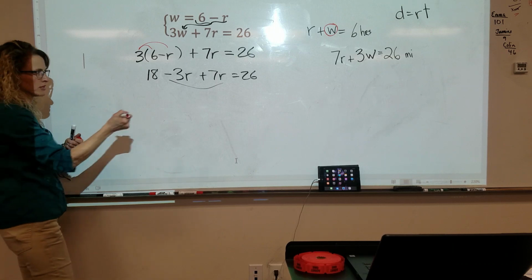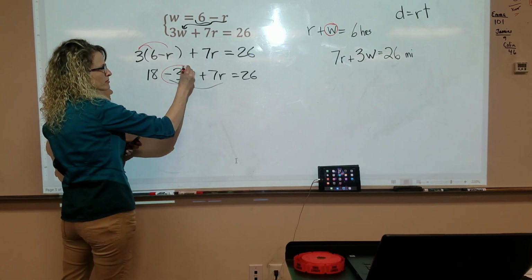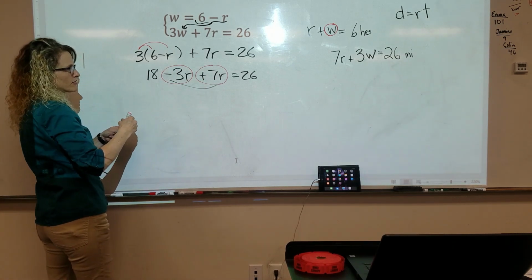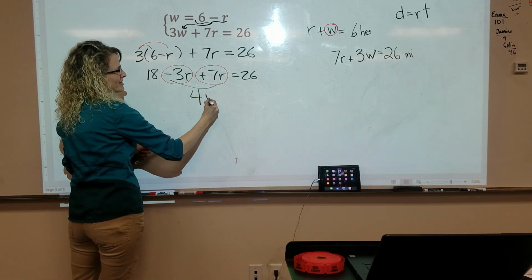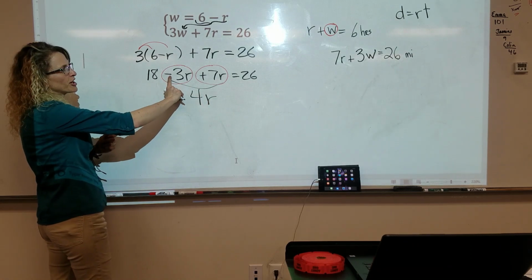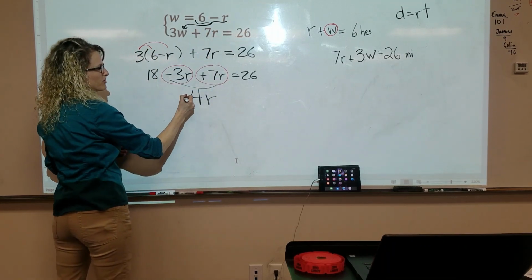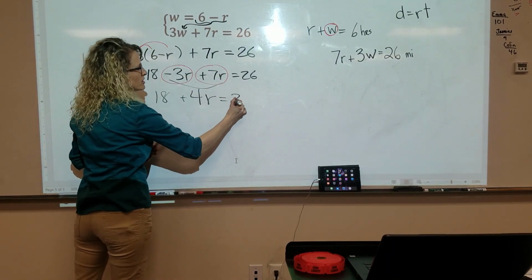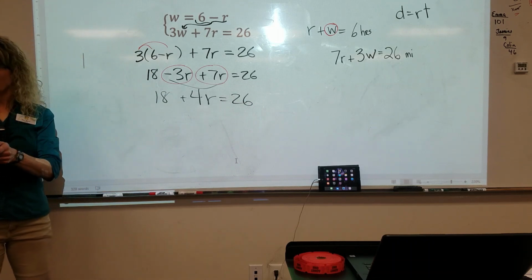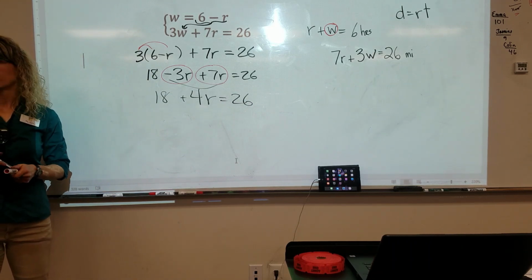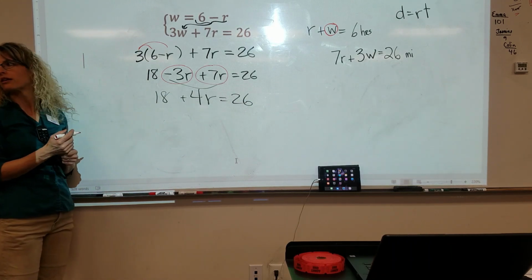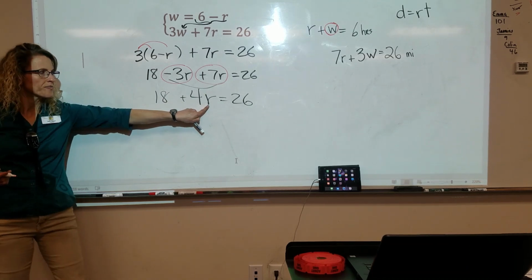Maddie. Combine. And that would be positive 4R. I love it. Negative 3, you're here. And then you add 7, you're going to be over there. So it's positive 4R. Copy on your 18 equals 26. Hey, how do I isolate R from here? Kenzie. Isolate R.